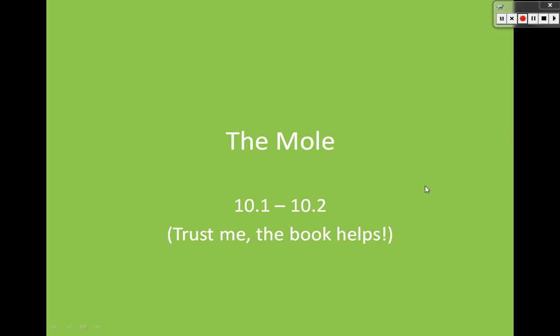These are notes on the mole. In your book, it's 10.1 and 10.2. And I really recommend, especially if you're struggling, that after you take your notes, you follow up with the book. It gives you great questions and sample exercises that you can do to really help understand the material.